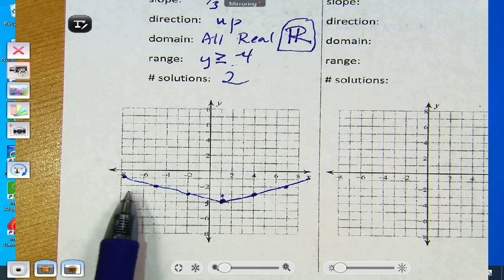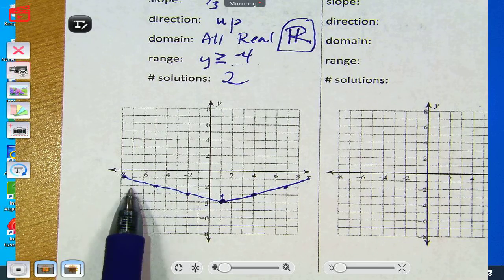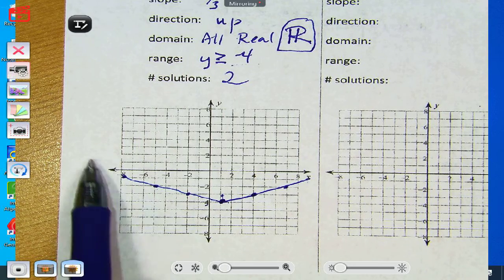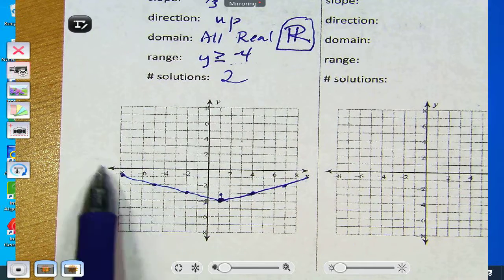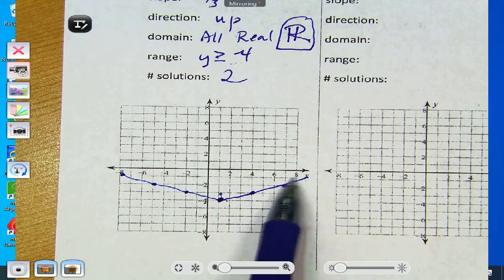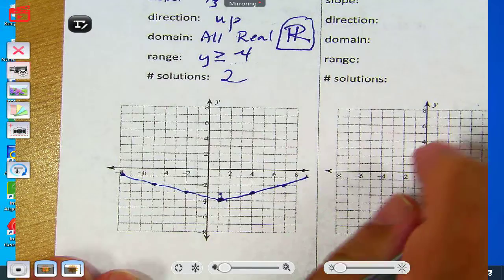I want you to think about it. Don't just say, "Oh, it doesn't cross it," but it could cross it, right? If it kept going, it'll cross it, and that's what we're talking about. This will cross it on the left side and the right side. Okay. Let's look at the second example.